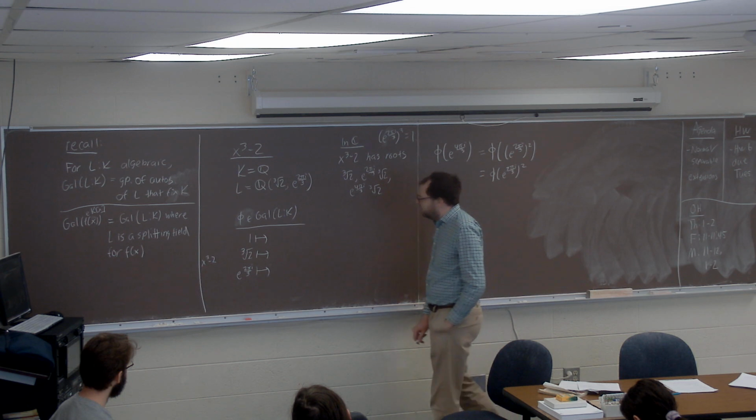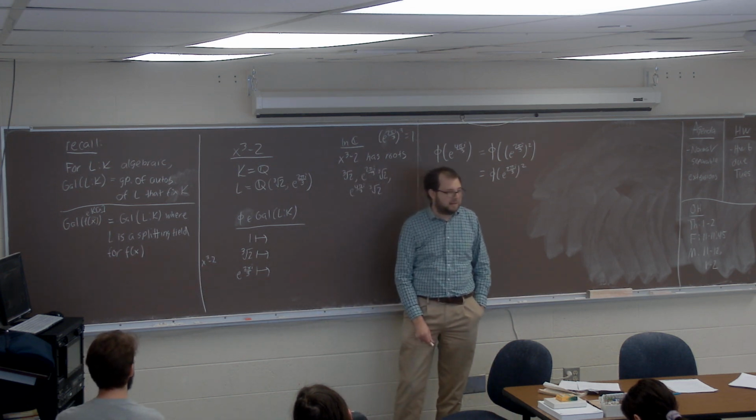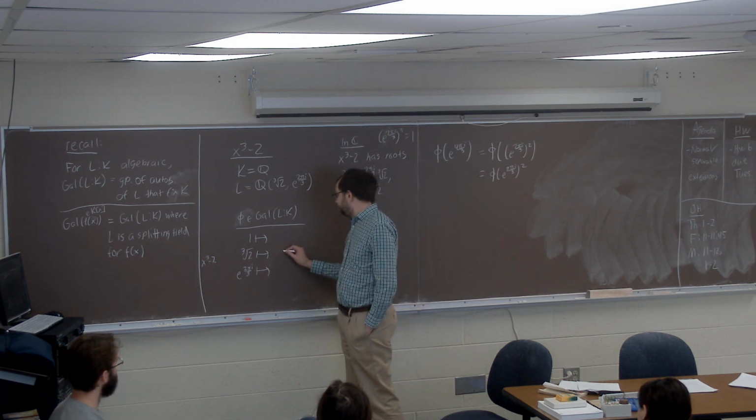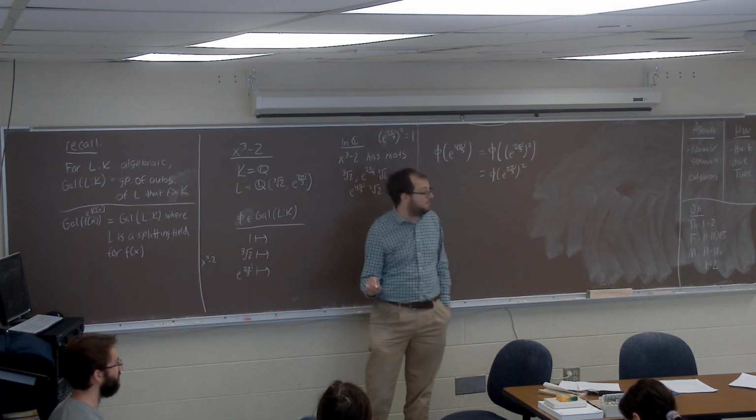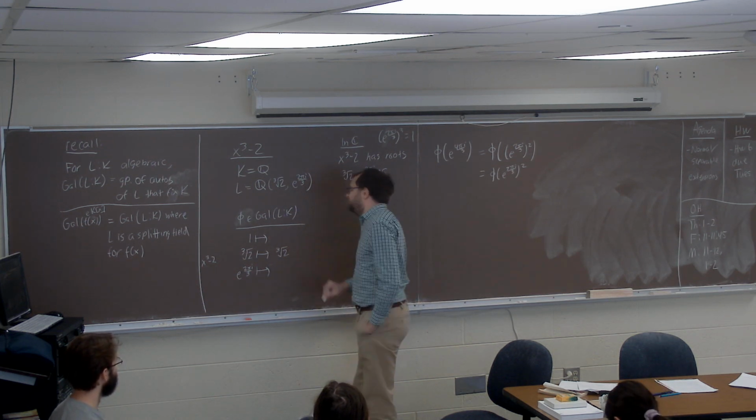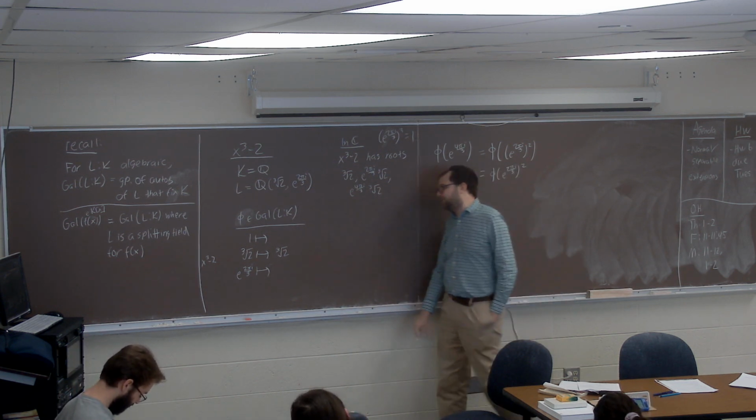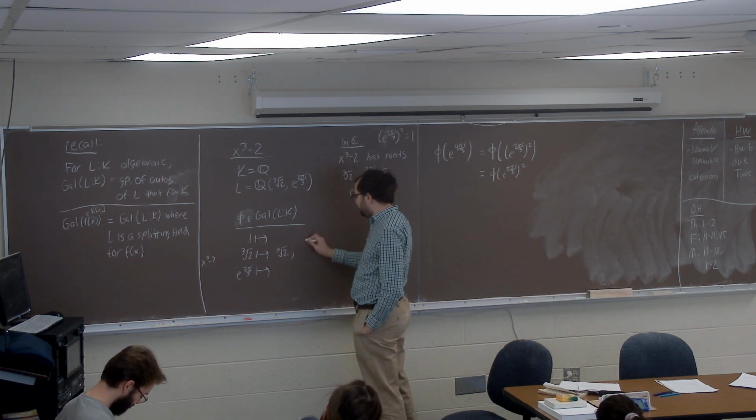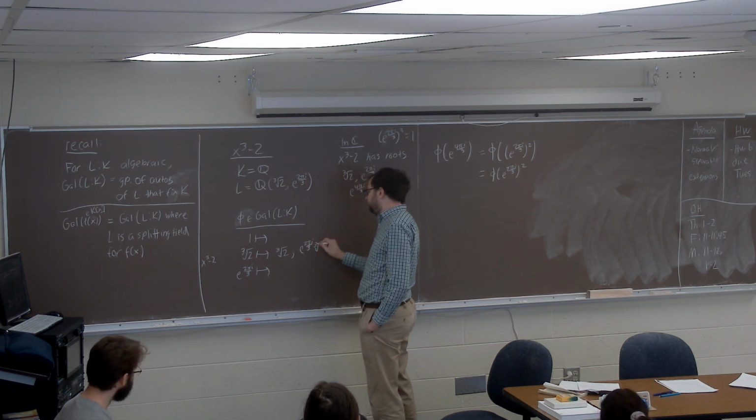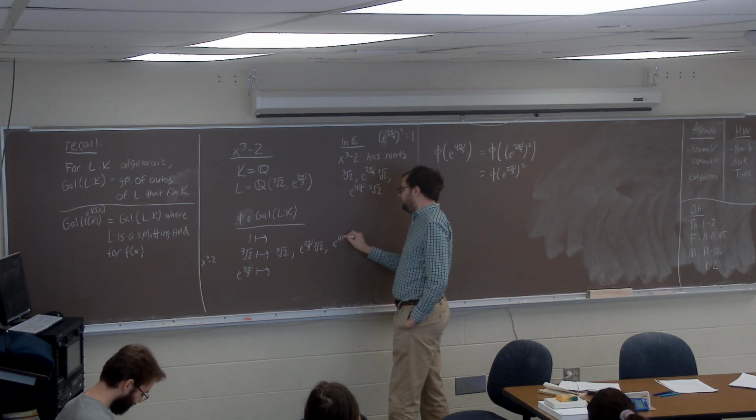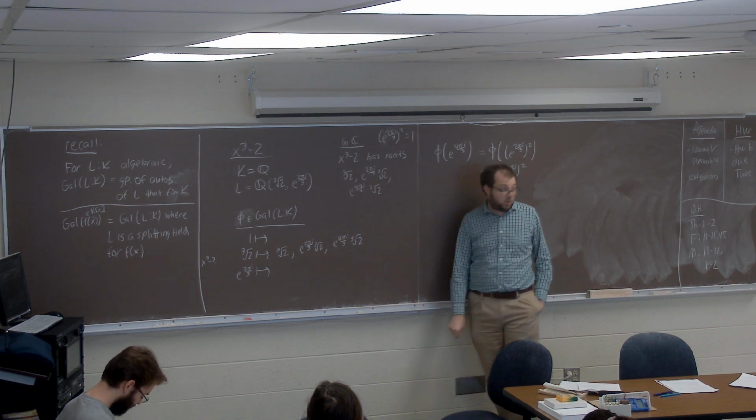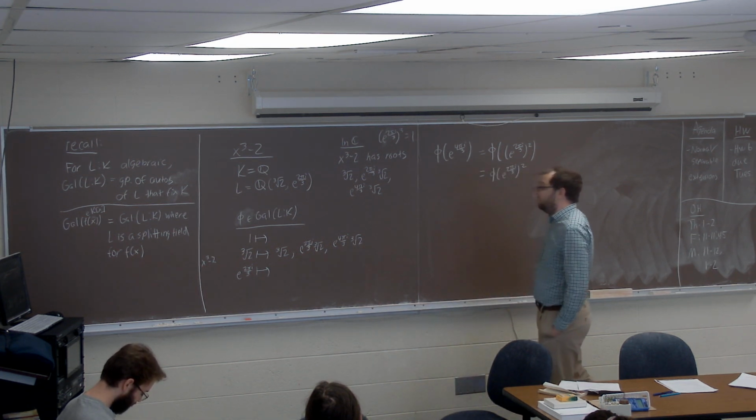With that in mind, what are the possibilities for where cube root of 2 can get mapped to? Lincoln? e to the 2 pi i over 3 or e to the 4 pi i over 3, times cube root of 2, or itself. Yes. So we end up with three possibilities for where cube root of 2 can get mapped to. It can get mapped to itself, it can get mapped to this, and it can get mapped to this. The three roots of the same polynomial in Q.